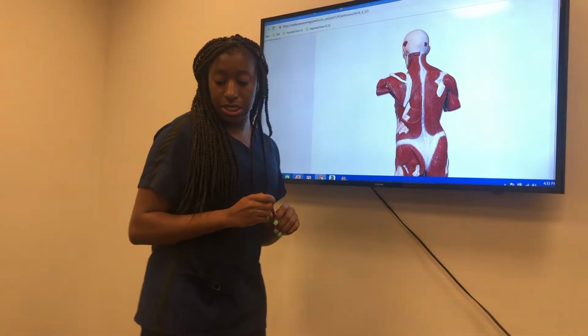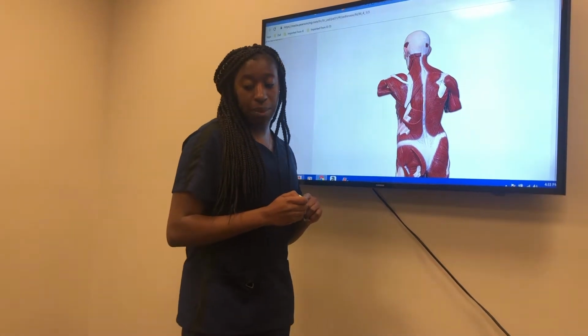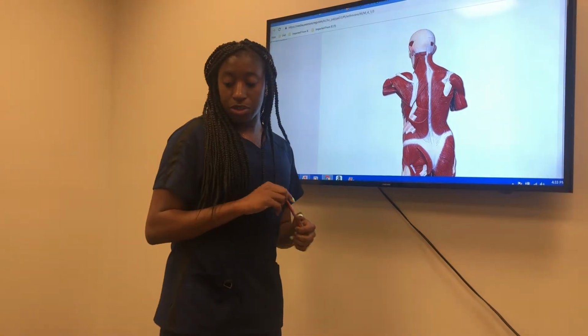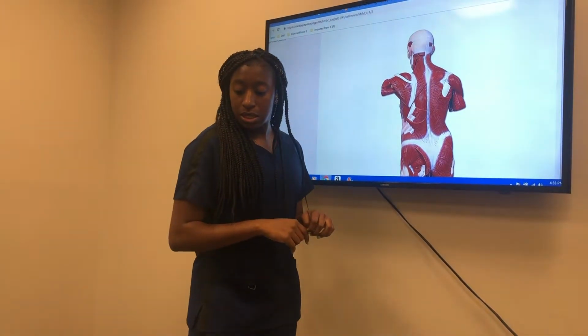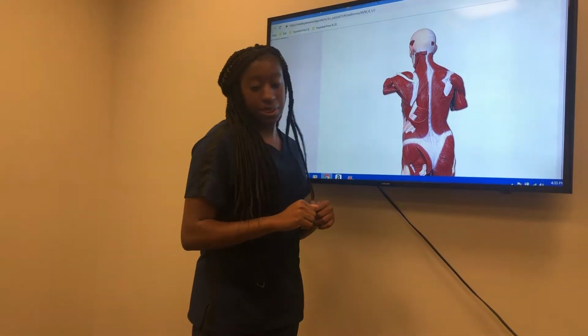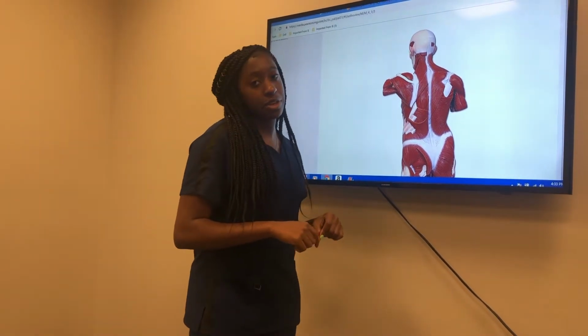The origin is the lateral border of the dorsal scapular surface. The insertion is the greater tubercle of the humerus. The action is that it helps stabilize the shoulder joints, and the nerve is the axillary nerve.